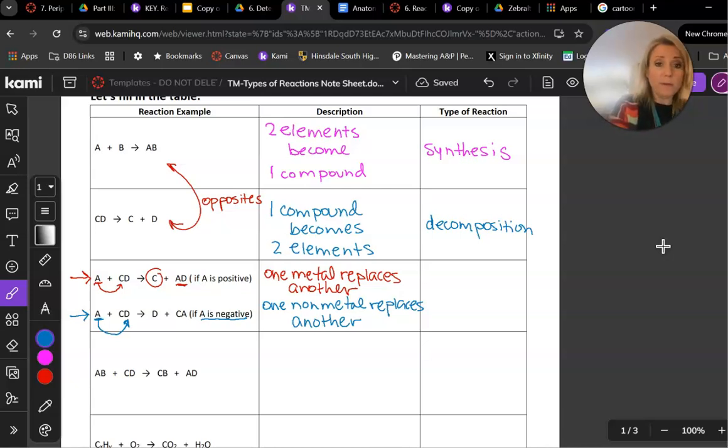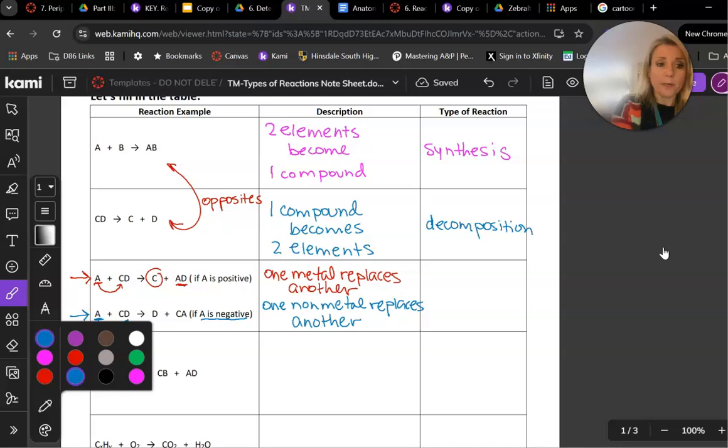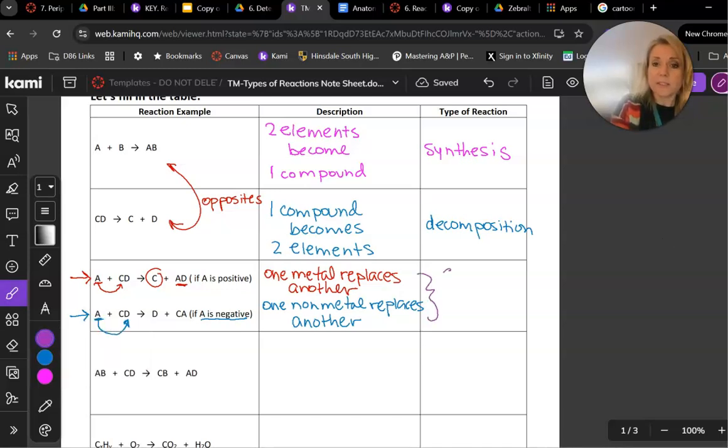So what we have here for both of these, this is called single replacement. And the way that I like to think about it is that one element that was alone now is a part of a group, and a different element is now left out in the cold.